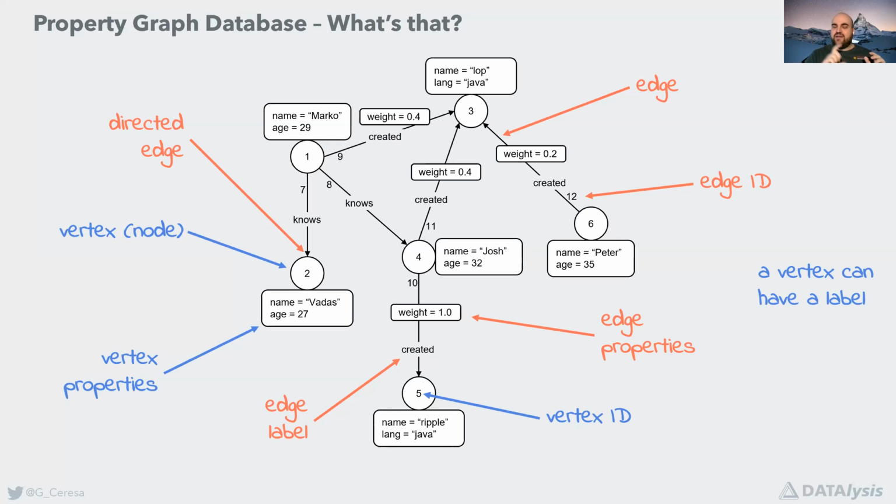And the edges can have just one line. It's a bidirectional edge, or like in this example, you see that the edges always have an arrow at the end. So it's really a directed edge. If we look at Marco and Vadas on the left part of the graph, the arrow says Marco knows Vadas. Vadas has no idea who Marco is. So it's really a directed edge. It only goes in one single direction. This is a property graph, extremely simple.